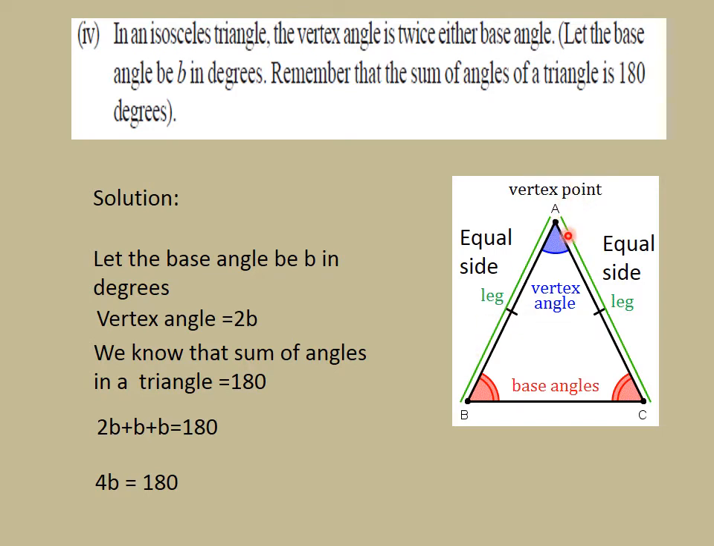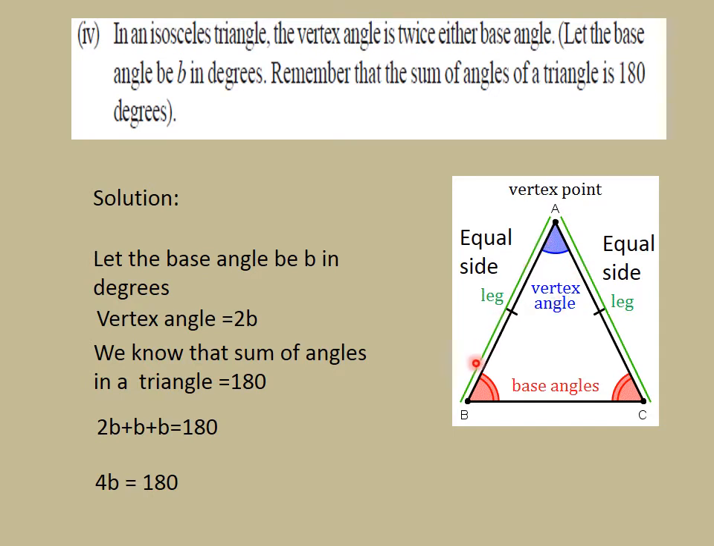Those two equal sides are called legs. And the angle between these two legs is called the vertex angle. The angle between the legs is called the vertex angle.